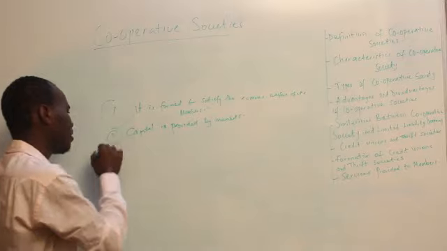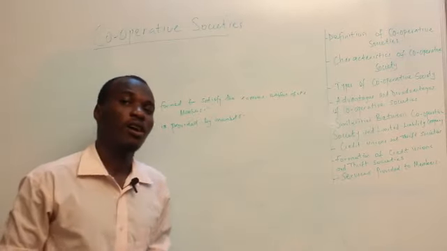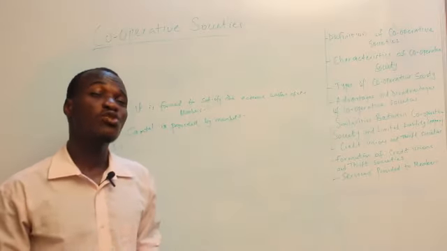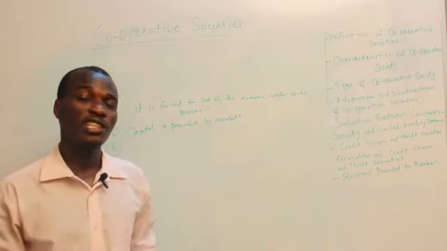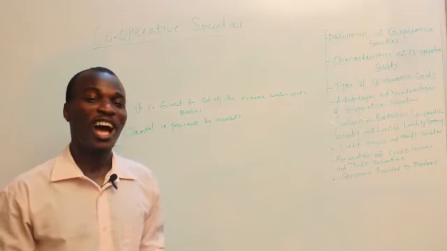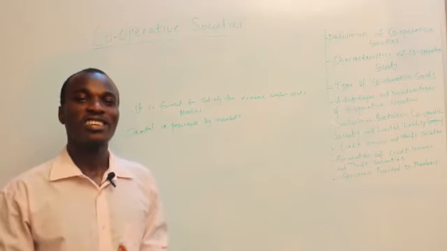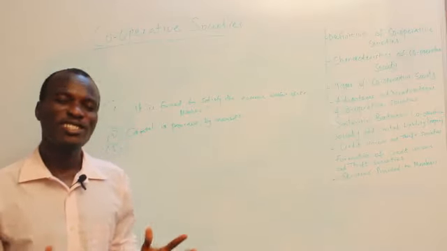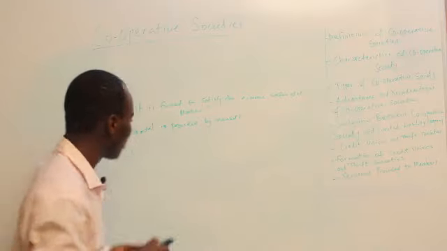And number three is that the cooperative society is usually democratic in nature, in that each member of the organization has an equal say in the organization. They have an equal say in the association. So it's usually democratic in nature.